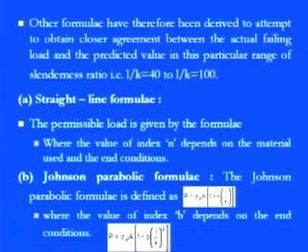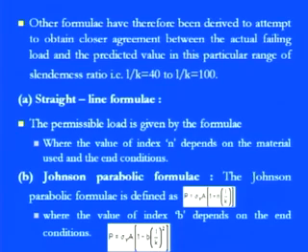For that, the first is the straight line formula among the other formulae. When we go with the straight line formula, the permissible load is given by the formula where the value of the index n depends on the material used and the end conditions, because n is equal to pi square over EI. In EI there are always material properties, and also the end conditions, that is whether it is a pin joint, a fixed joint or a free end. So the first simple thing is that we need to calculate the permissible load according to that particular formula, which depends on the end conditions.